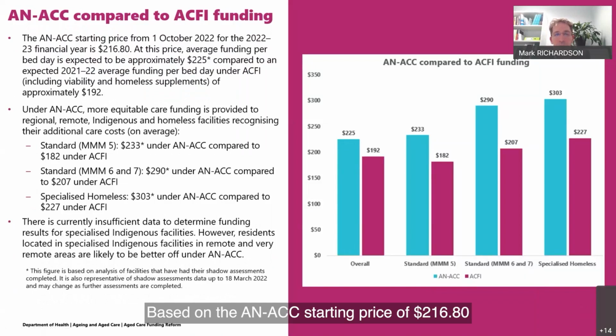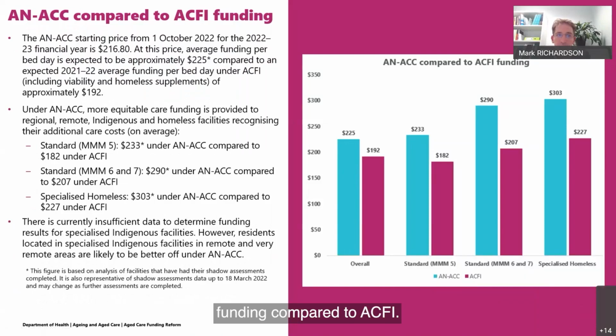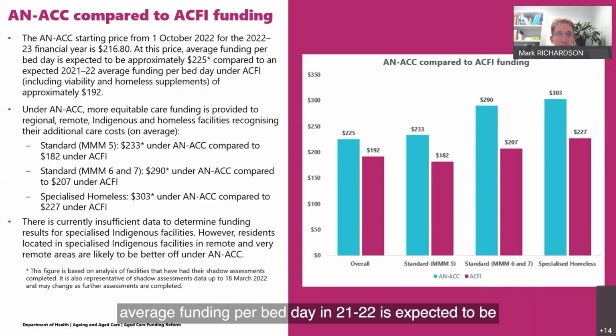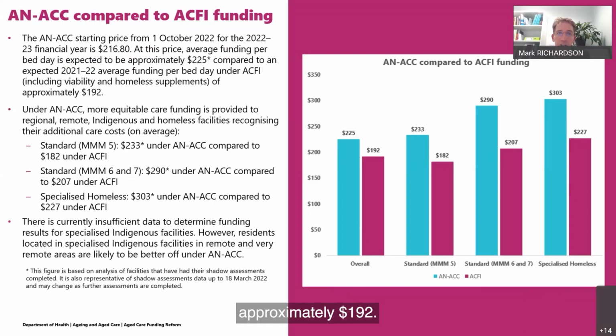Based on the AN-ACC starting price of $216.80, we have undertaken some sector analysis on AN-ACC funding compared to ACFI. At a high level, one of the key findings is that average funding per bed day in 21-22 is expected to be approximately $225 under AN-ACC, compared to an estimated average funding per bed day under ACFI, including viability and homeless supplements, of approximately $192.